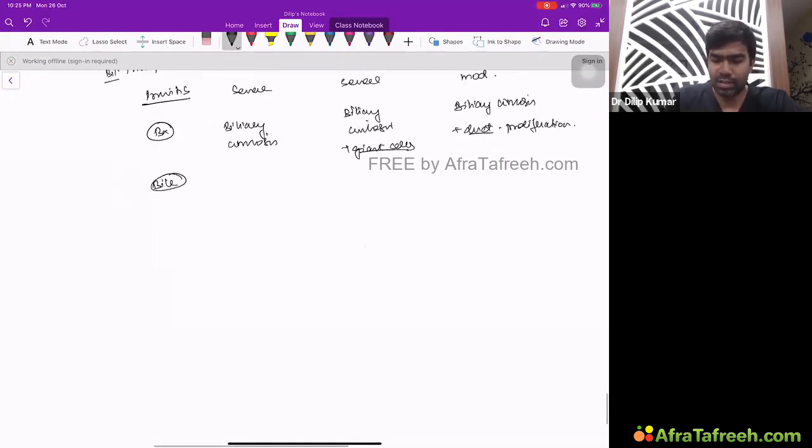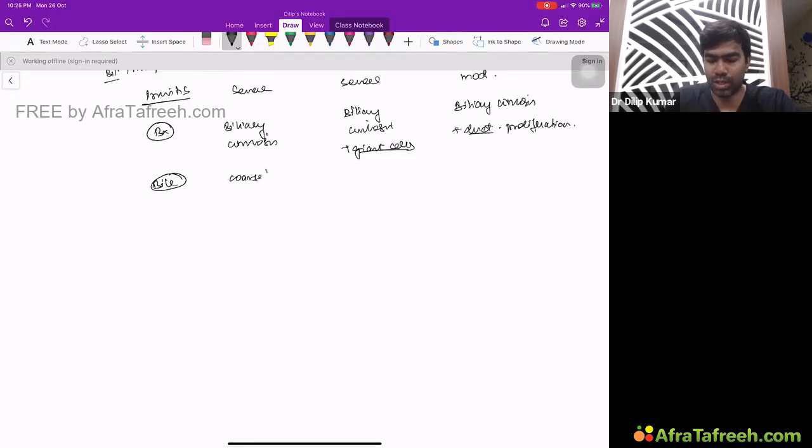The bile appearance: grossly, if you see the bile in type 1, it will be more of a coarse and granular appearance. Whereas in type 2, it will be more of an amorphous appearance. In type 3, it will be more of a needle-like crystal appearance.